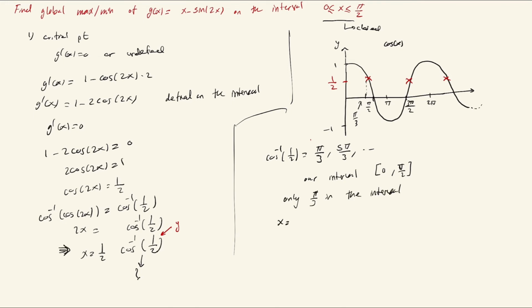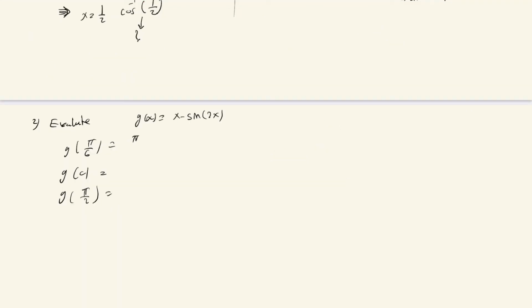So now the value of the cosine inverse of half is going to be pi over 3, and then we multiply by half and it's going to be pi over 6. And again, pi over 6 is in our interval from 0 to pi over 2. Therefore, it's considered to be a critical point.